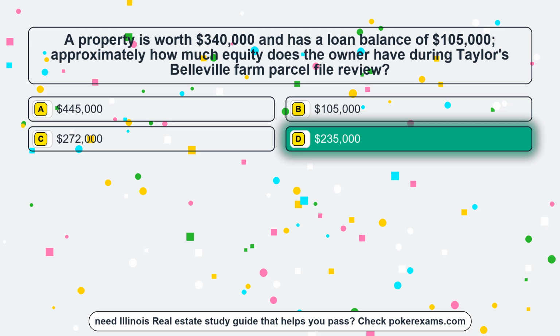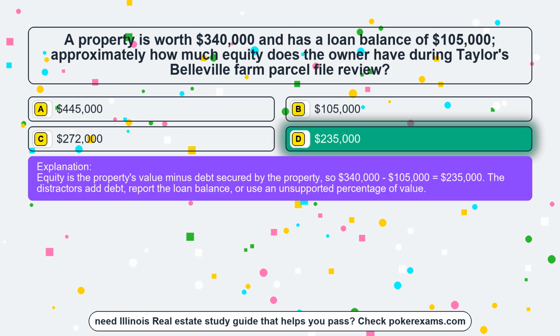The correct answer is option D, $235,000. Equity is the property's value minus debt secured by the property, so $340,000 minus $105,000 equals $235,000. The distractors add debt, report the loan balance, or use an unsupported percentage of value.